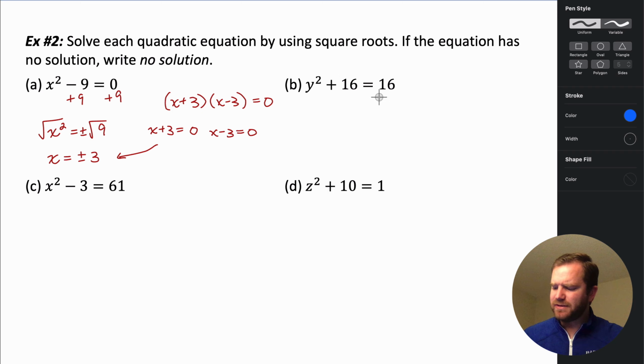So we have y squared plus 16 equals 16. So again, let's get it in the form where it was like x squared equals a. So we're going to get this by itself. So we're going to subtract 16.